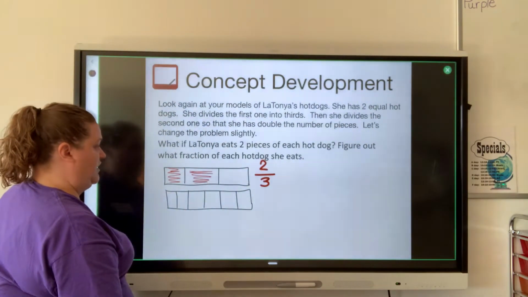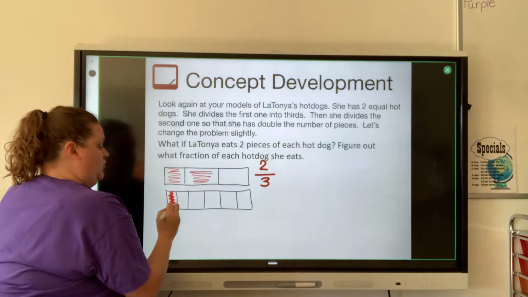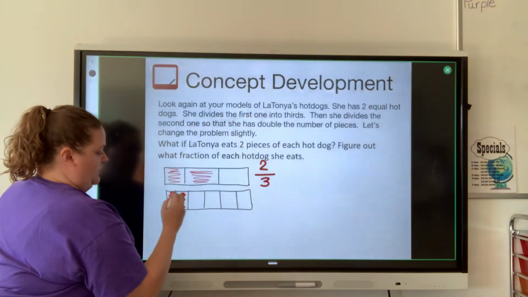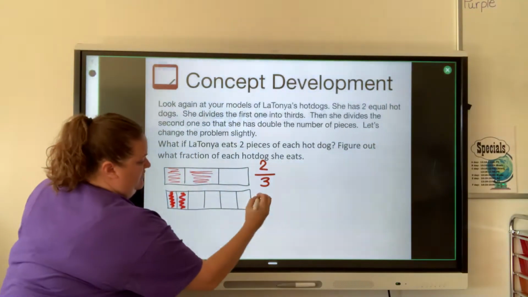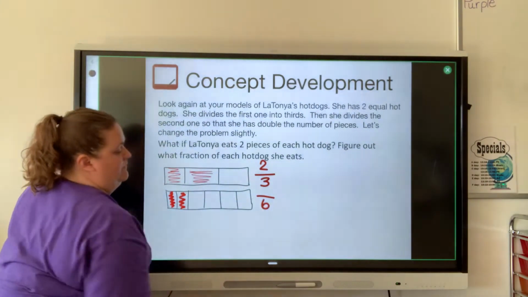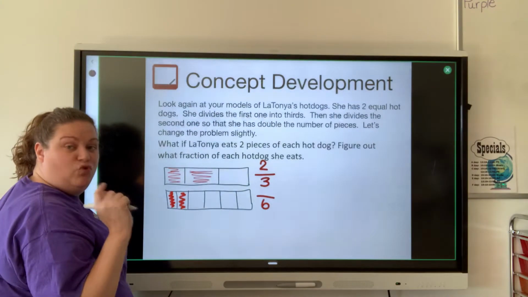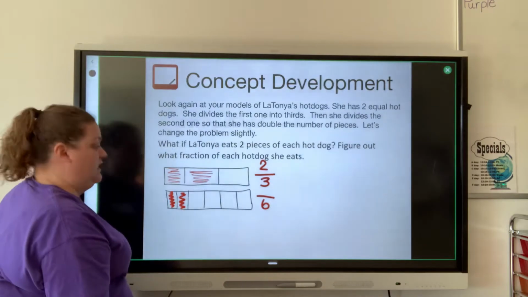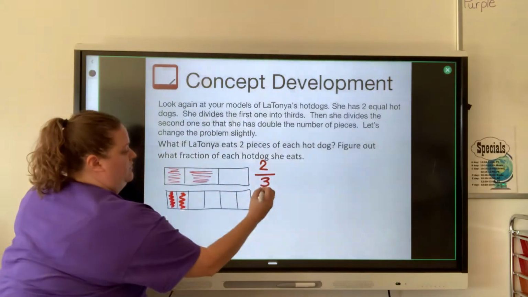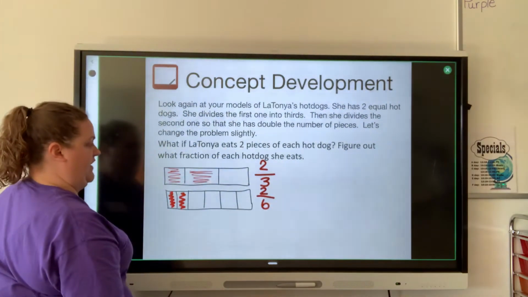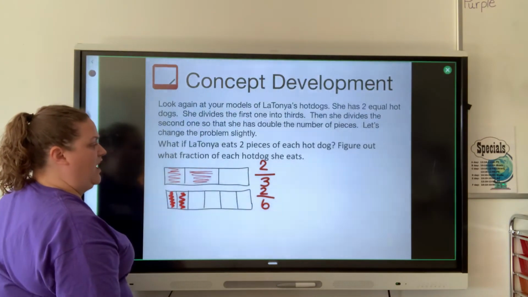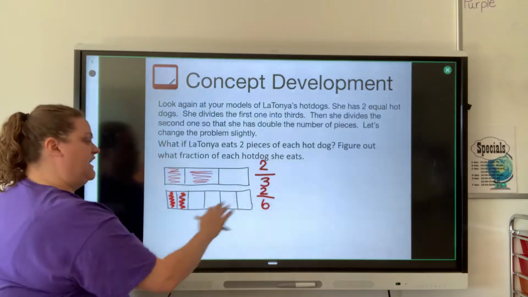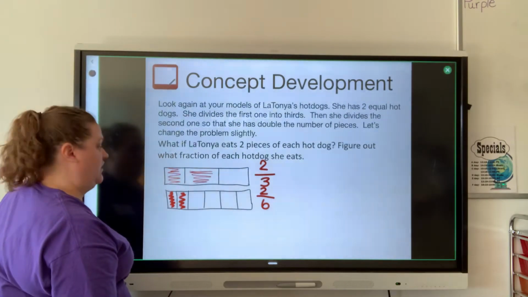Now, if I come down here, I'm going to do this one. She eats 2 pieces of this hot dog. So I'm going to count my pieces. 1, 2, 3, 4, 5, 6. My denominator is going to be 6 because we divided it into twice as many pieces as the first one, and the denominator tells you how many pieces you divided it equally into, and she eats 2 of those, so she eats 2/6 of that one. So if we are trying to figure out how much she eats of each one, for the first one she eats 2/3 of her hot dog, and in the second one she eats 2/6 of a hot dog too.